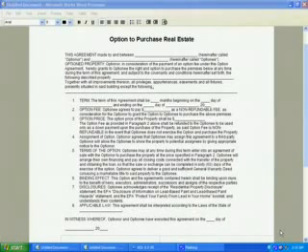Number two, option fee. Optionee agrees to pay $10. I don't pay any more than $10 as a non-refundable fee as consideration for the optionor to grant the option to optionee to purchase the above premises. I do not agree to pay any more than $10.